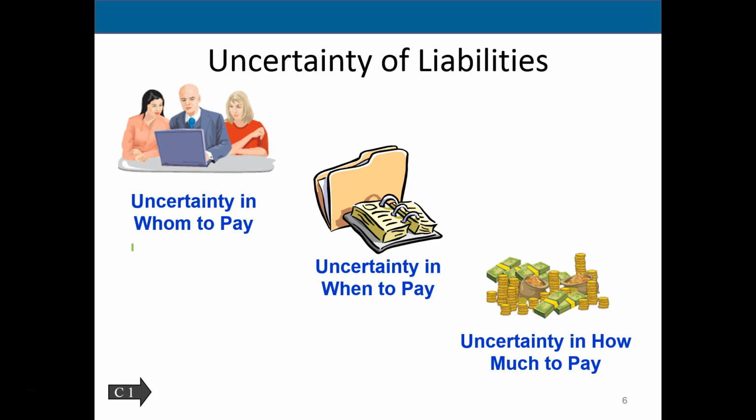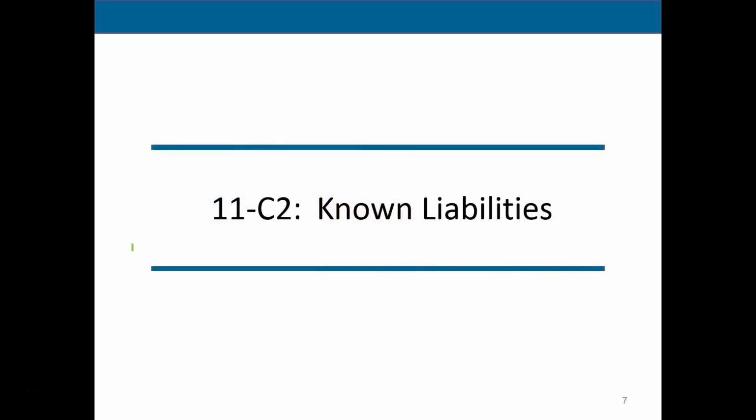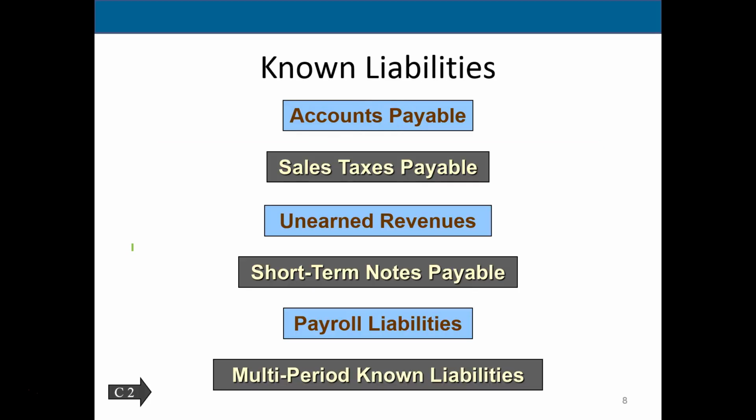So most of the stuff we're going to look at is fairly certain from day-to-day business transactions. There are those, though, that are not always that way. So known liabilities will be things like accounts payable, sales taxes payable, unearned revenues, short-term notes payable, payroll liabilities, and multi-period known liabilities. So these are things we basically know.